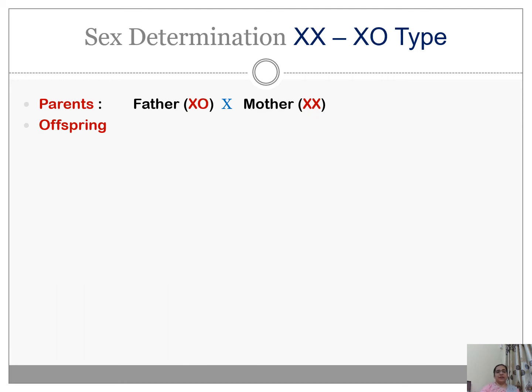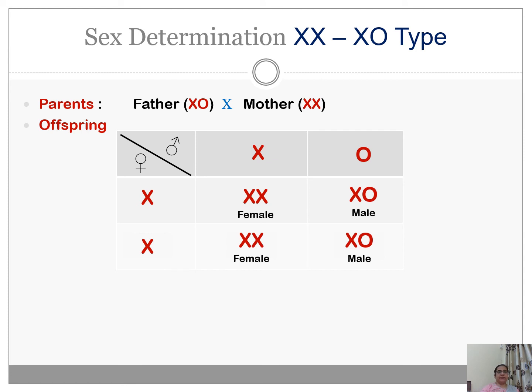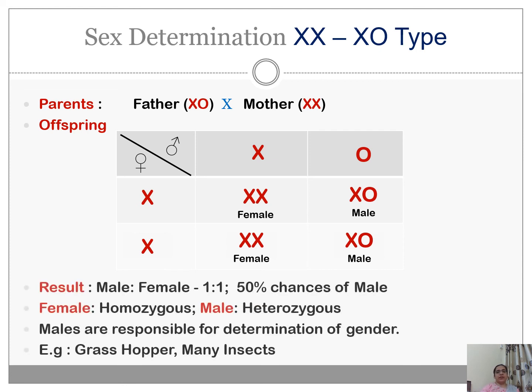Now coming to XX and XO type. Here the father is having XO, that is single sex chromosome, that is X, and Y is absent, while female is showing 2 X chromosomes. Now generation of the gametes, male and female gametes, making of progeny. So here we also see that making of male and female is in equal ratio. Here the sex of a child is determined by the male, as males are heterozygous while females are homozygous.